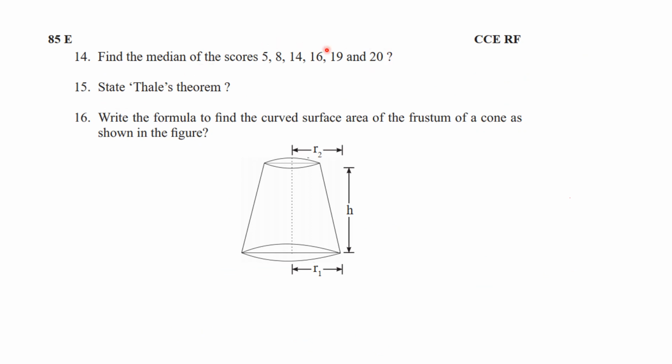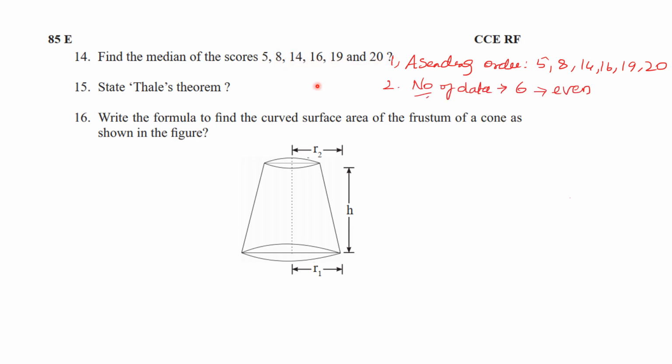So the next question is find the median of the scores. I have given the data, right? The first step is to arrange in ascending order. The second step: how many data have they given? Totally 6 data, 1 2 3 4 5 6. So the number of data is 6, so n is equal to 6.